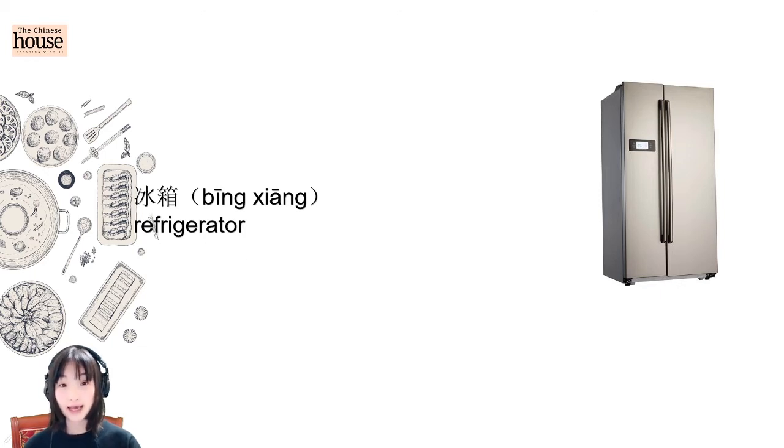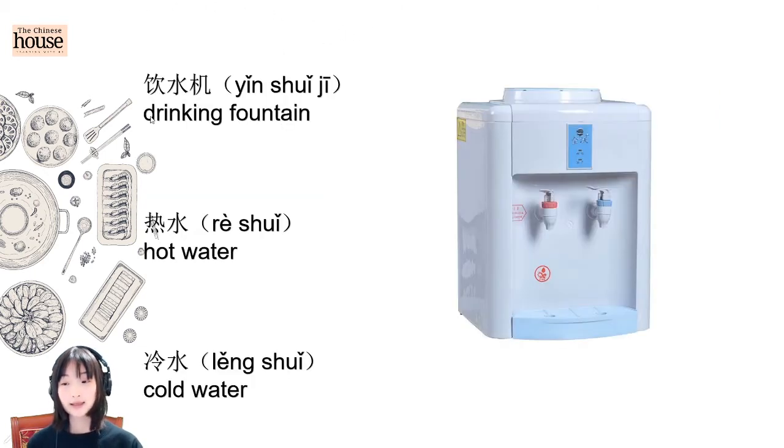冰 means ice, cold. 箱 means a box, so refrigerator, ice box. 冰箱. And then drinking fountain, 饮水机. 热水 hot water, 冷水 cold water. So this is our course today.